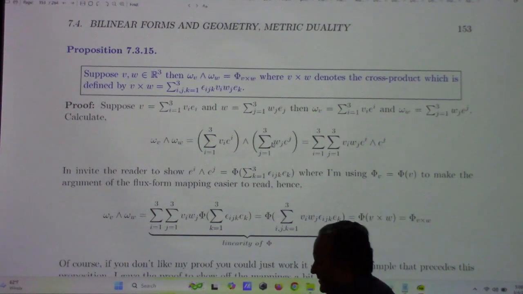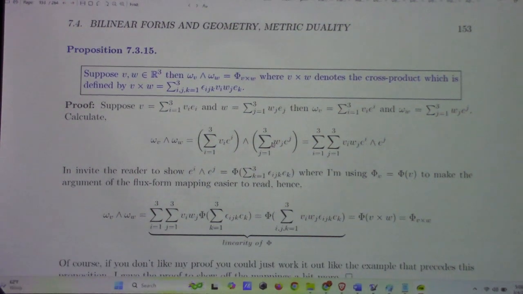I guess I'm done for today. Let me stop. Energy leaving me. So next time, we'll talk about Hodge duality and the musical morphisms, I think. So, yep.